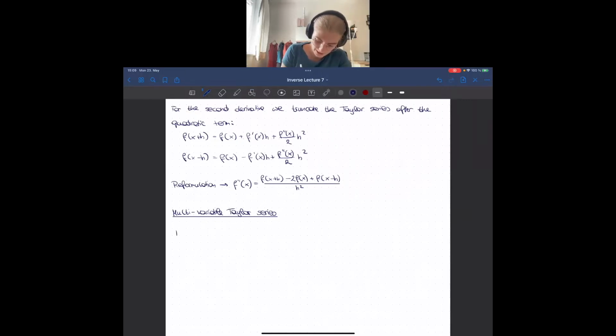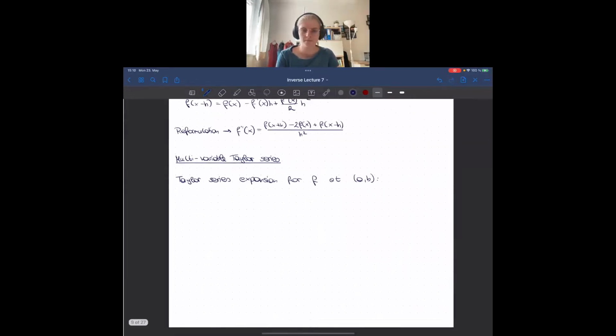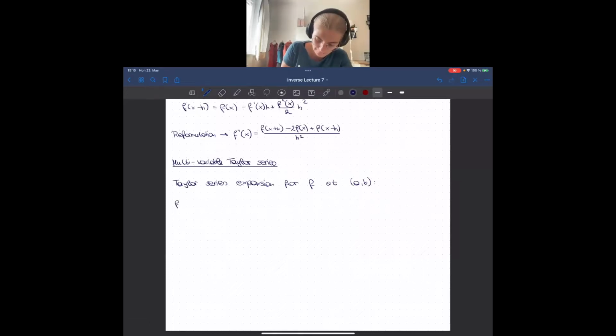So we look again at the function f. But now we assume a 2D data set. And we would like to look at the expansion at point (a, b). So f of x, y is then f of (a, b) plus, and here starts the fun, we have the partial derivative of f with respect to x at point (a, b).